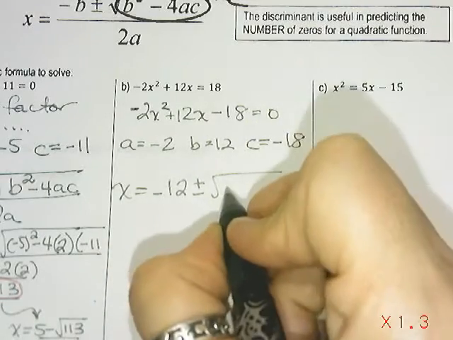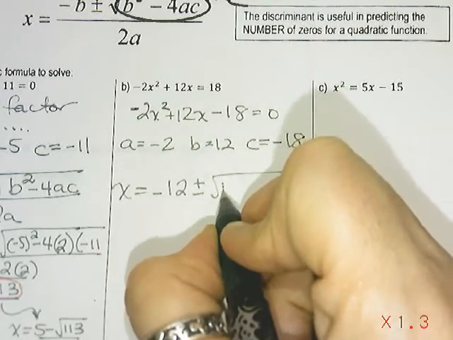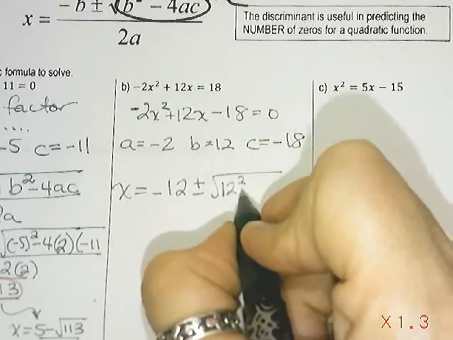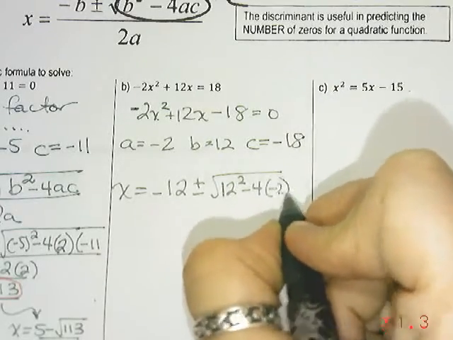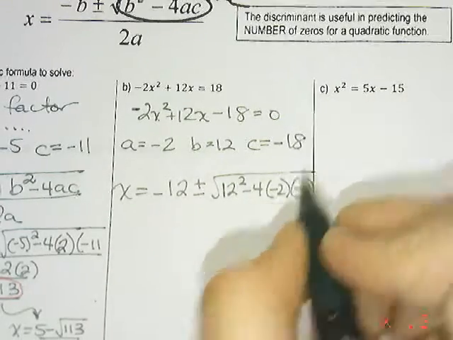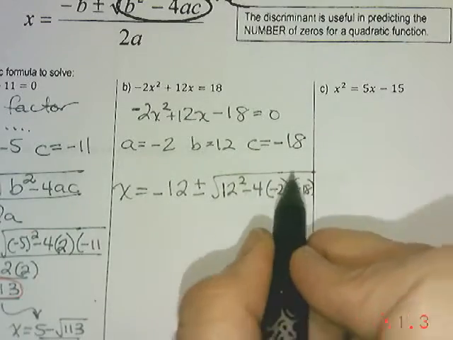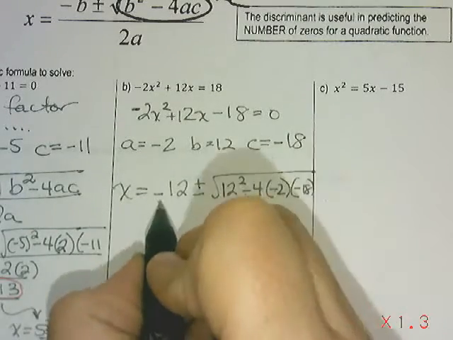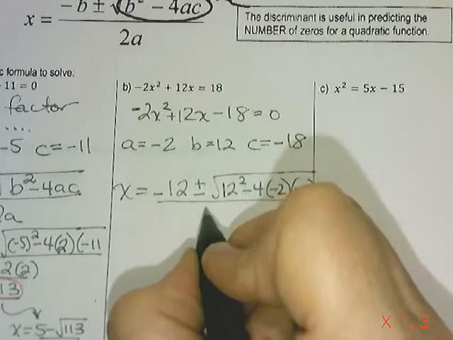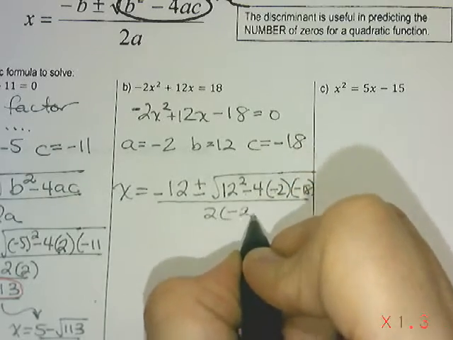When I run that through the quadratic formula, negative b would be negative 12, plus and minus the square root of b squared, so that would be 12 squared minus 4 times a times c. Notice I have a negative, negative, negative. I'm going to be subtracting from my square value. And so all over 2 times an a value of negative 2.